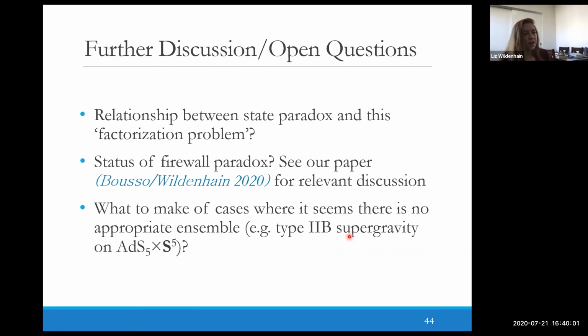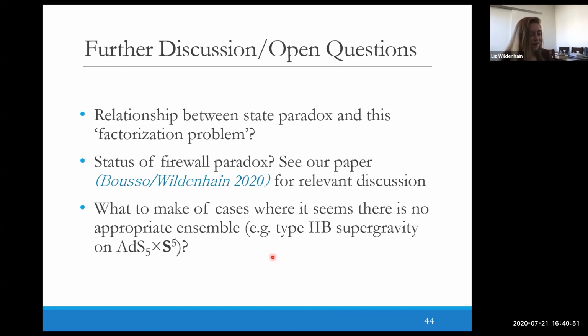So some interesting open questions are, as I have just alluded to, the relationship between this factorization problem and the state paradox. It'd be interesting to see if these problems are related in some way. Maybe they're equivalent or somehow related. They seem to have similar resolutions, so it'd be interesting to see if they are related. Also interesting to evaluate the status of the firewall paradox given these considerations. You can see discussion in our paper for that if you like. And then another open question is what to make of cases where it seems like we don't have an ensemble, like the classic example of type IIB supergravity in AdS5 cross S5. So those are some open questions.